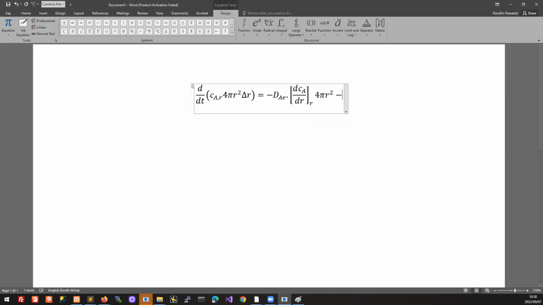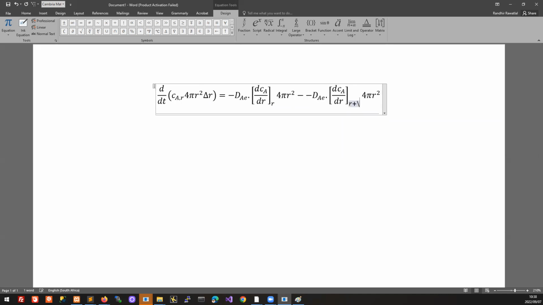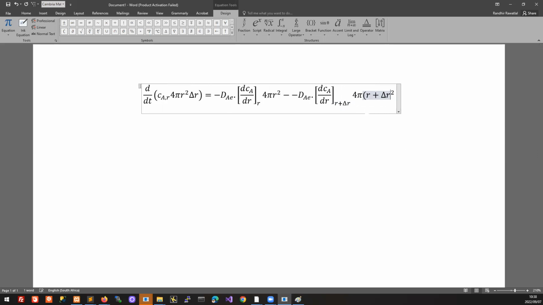And so leaving that space is minus, and then the flux there is again minus D_Ae dC_A/dR. So that's the actual flux. And this is at the position R plus delta R. And then in this case, the area is going to be evaluated at R plus delta R. So that's our complete balance.